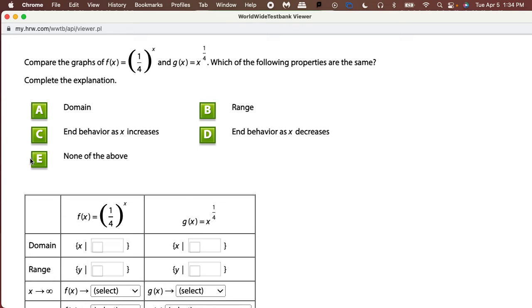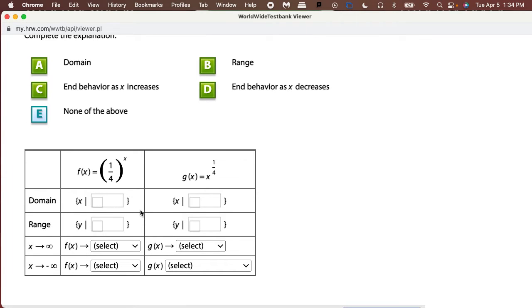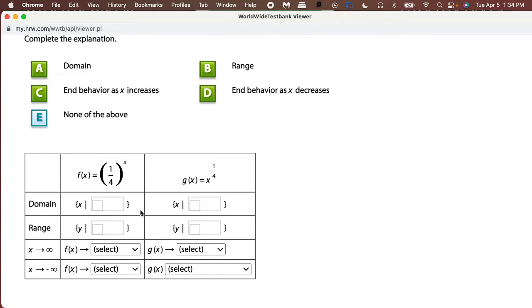Spoiler, none of these match. Why not? The domain, this is the one we're working on this lesson. This guy is from radical. This is a radical. This is a 4th root. This is module 11, so blast from the past.